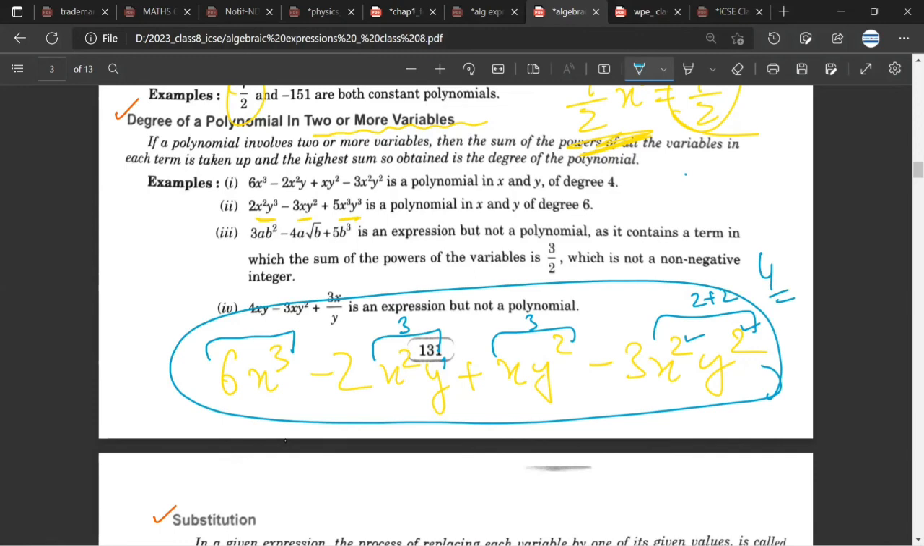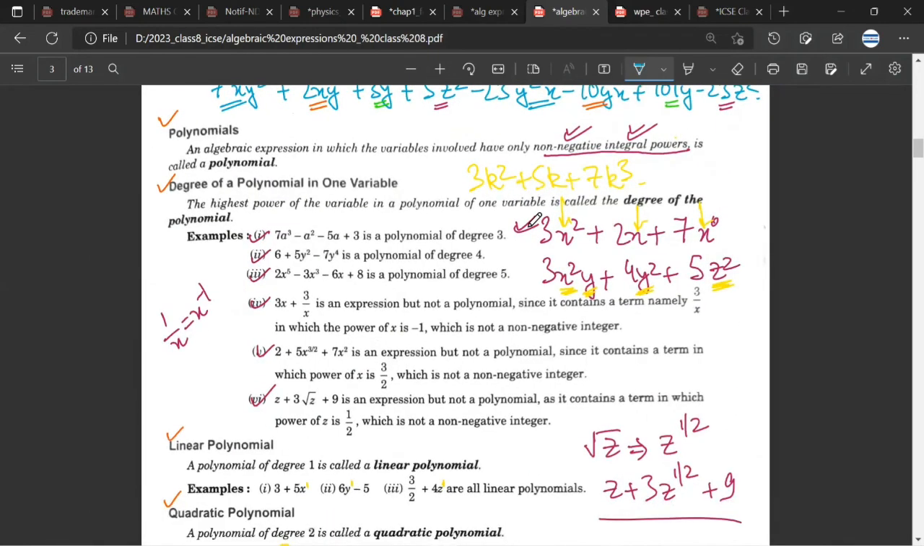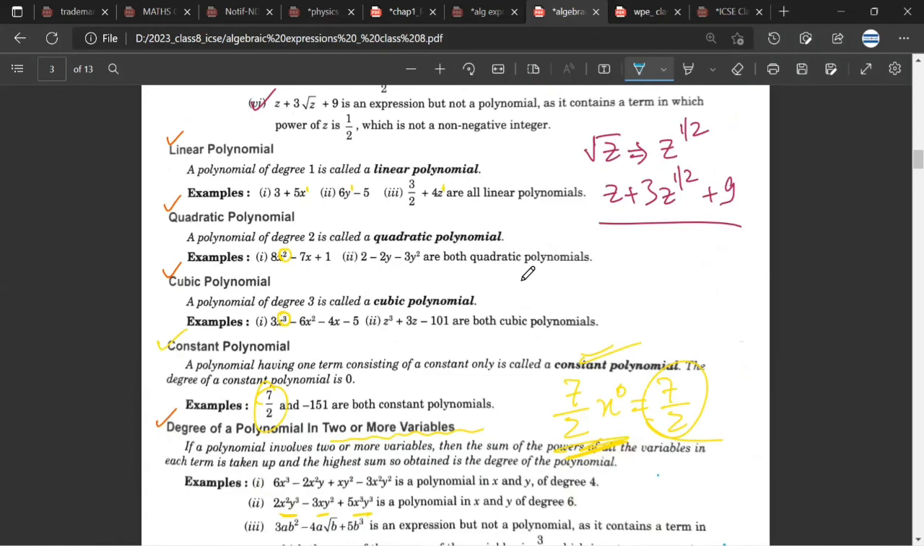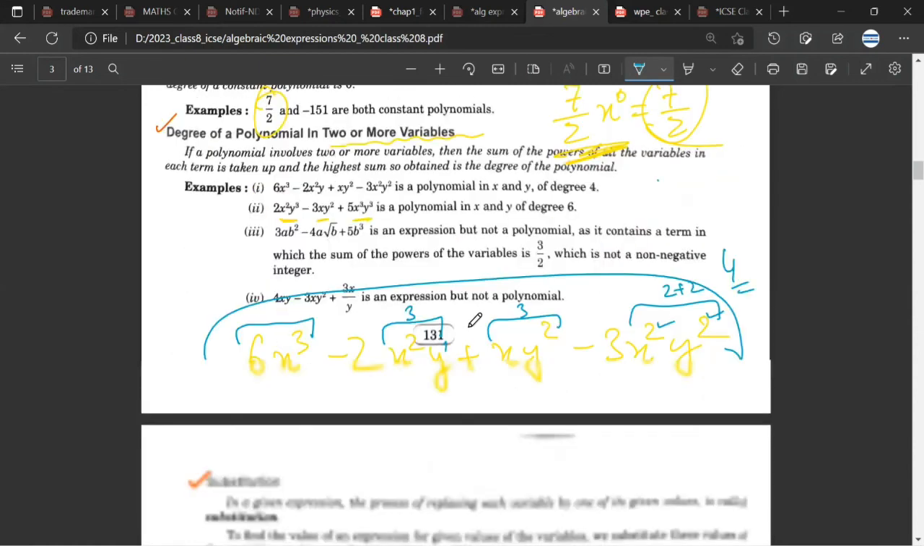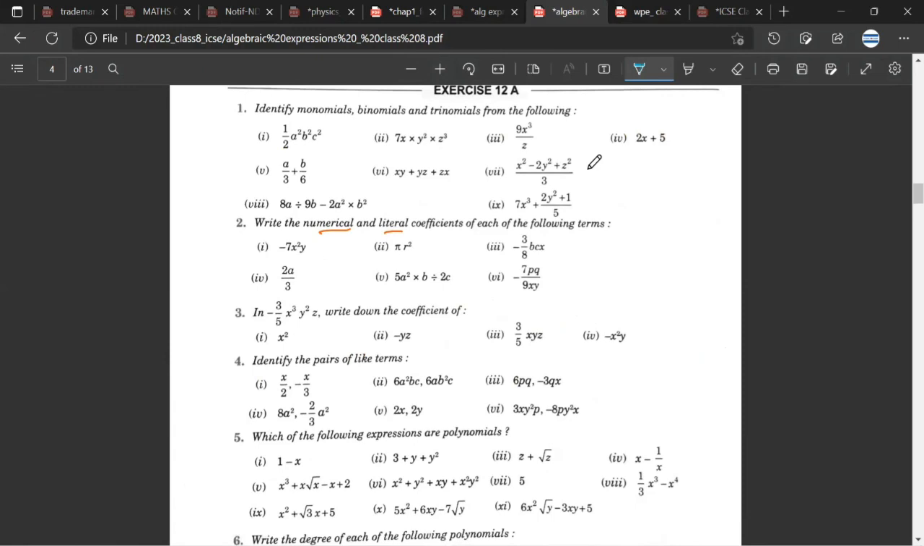Okay? But we should be very clear. Basically, what we should be very clear about is we should be able to identify whether this is a polynomial or not. And the second thing we should be able to understand is whether it is a linear polynomial, a quadratic polynomial, a cubic polynomial, or a constant polynomial. Now, in the next class you come, we will do these questions. Identify monomials, binomials, trinomials. You'll get some practice in this. Write the numerical and literal coefficient of each of the following terms. In minus 3 x cube y cube, write down the coefficient.